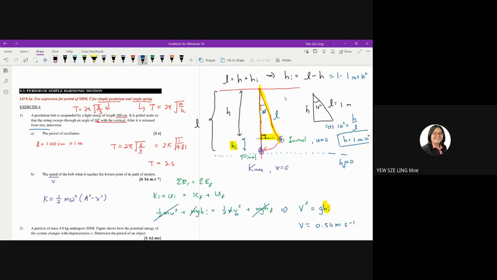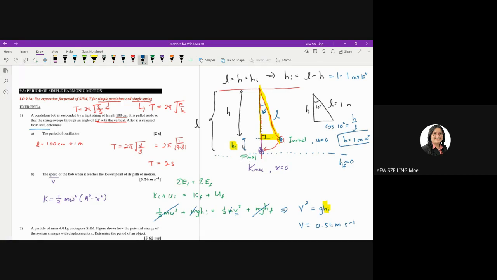So the most important thing is to understand the diagram. Understand how to calculate HI. So HI is the difference in height between the initial and the final position. But in initial and the final position, the length of the string is still the same. Just that now your object is located at a different position. So when it's swept through from initial to final position, there is a change in height.